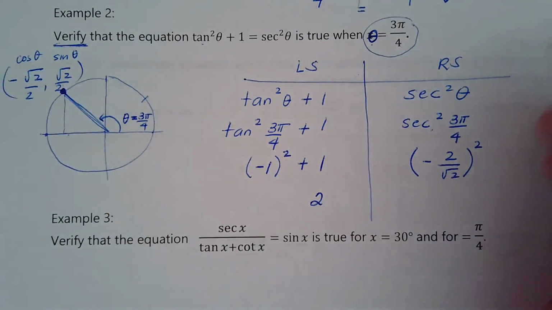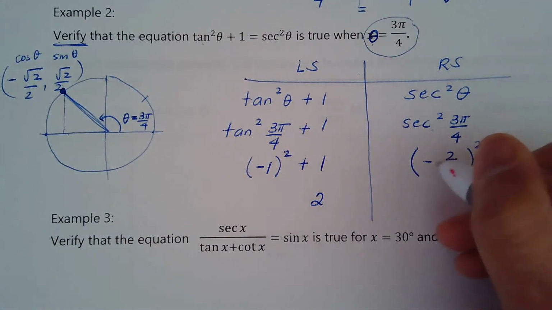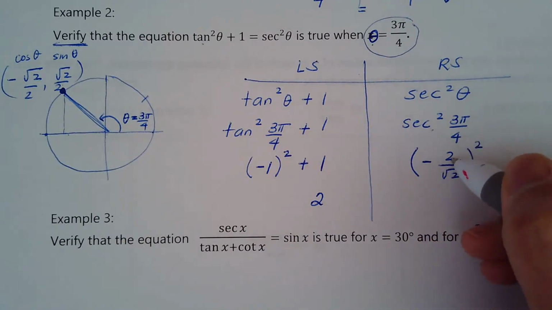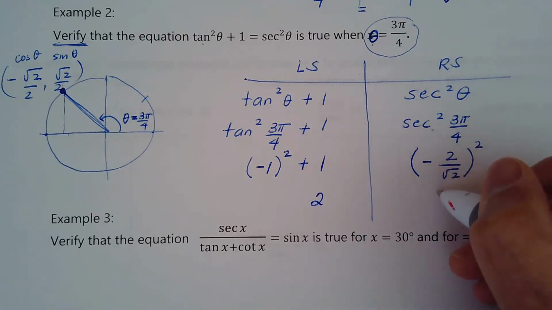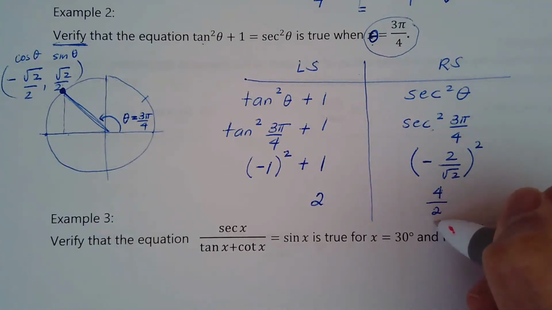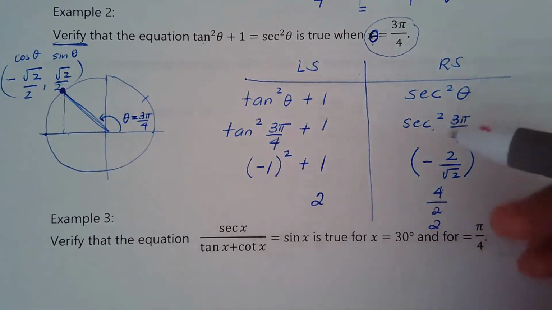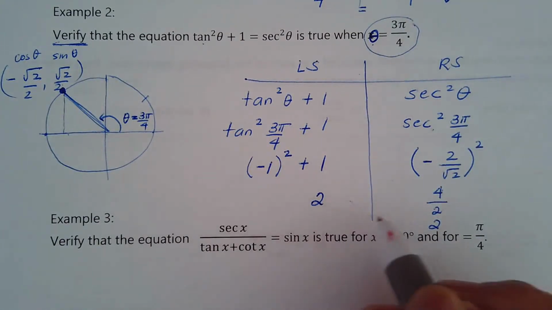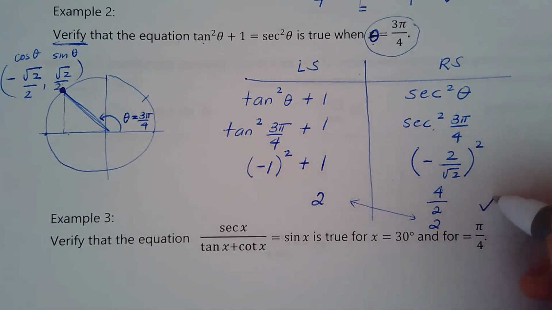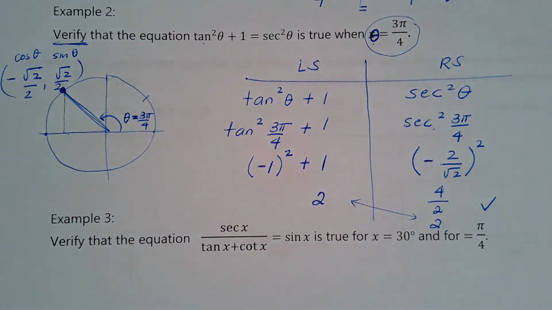Okay. Now, if we square all of that, the negative times negative will give us a positive. 2 squared is going to be 4. And then the square root of 2 squared is going to be 2. So 4 divided by 2 is 2. So these two are equal to each other. That means the left side is equal to the right side. Okay? So that's how we would verify.